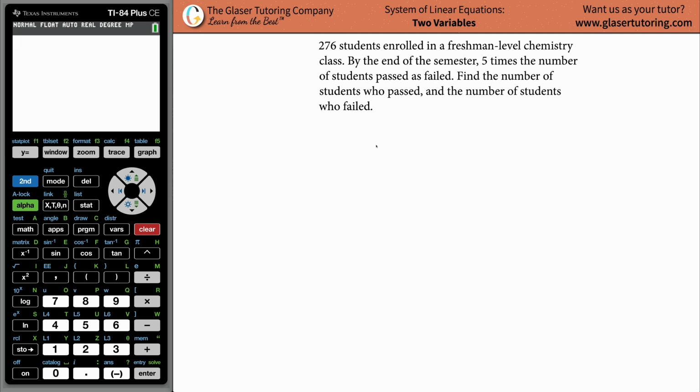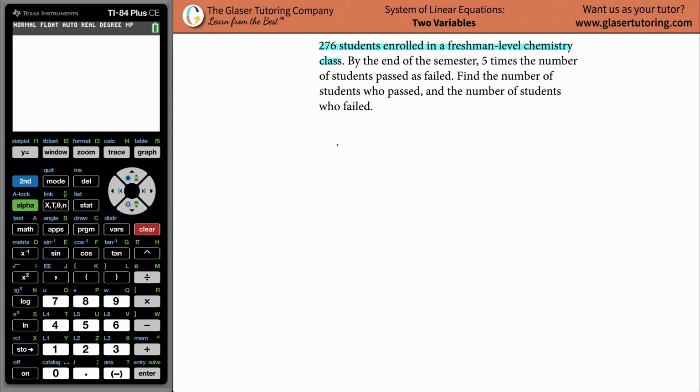All right? So let's do some math. In this case, we're doing systems of equations, and we have a beautiful word problem here. So let's try it out. In this one, it says that we have 276 students enrolled in a freshman level chemistry class.